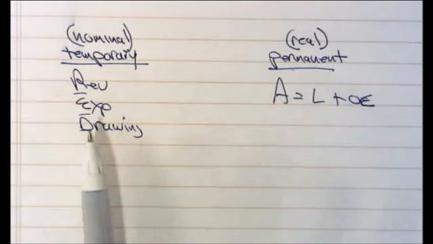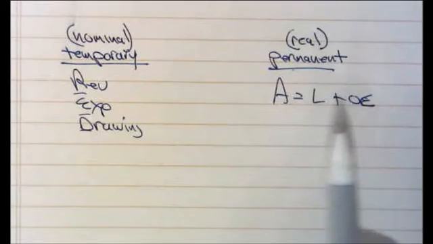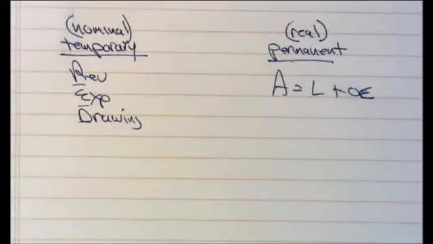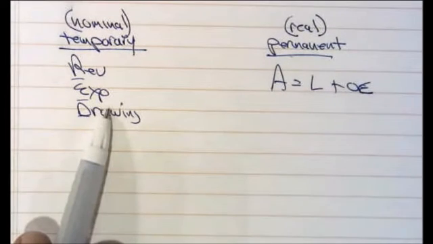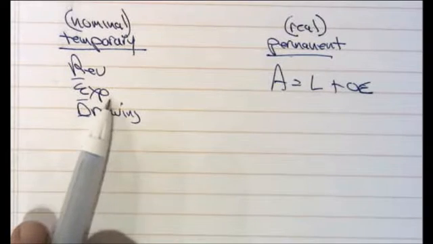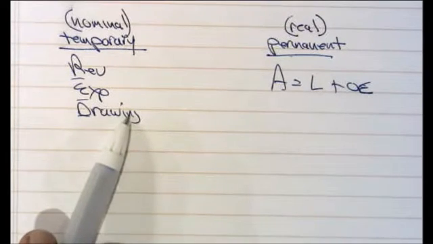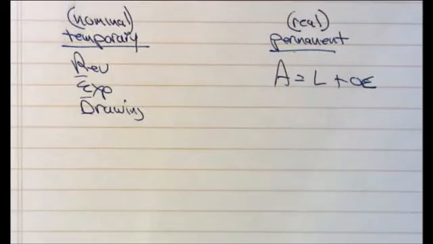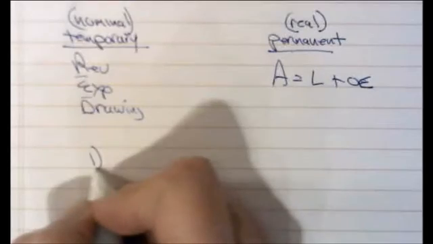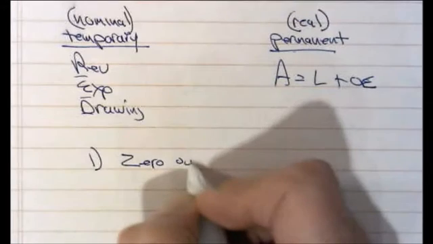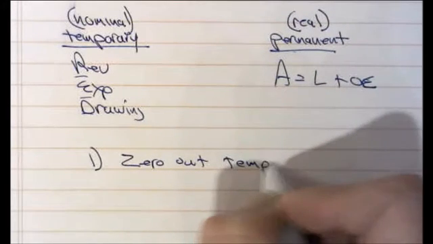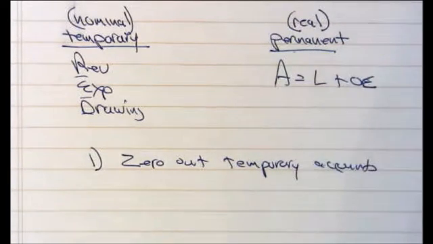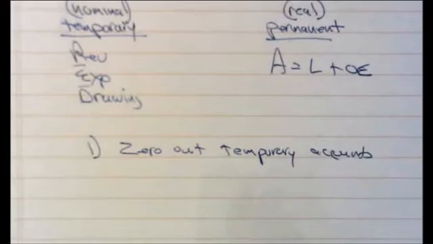So we have temporary accounts that we zero out, and we have permanent accounts that carry balances across periods. Now, if you think about it, these are all things that affect owner's equity, or capital. So this closing process has two purposes. One is to do what? Zero out our temporary accounts.